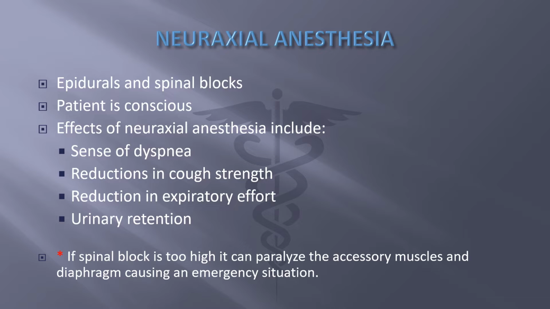A lot of times, if you're having a C-section, they will do a spinal or epidural on you so that you're still awake and you can hear what's going on. And when the baby is born, you can see the baby, but you can't move your legs. You can't feel what's going on when they cut into your abdomen. One of the risks of a spinal block is that if it is too high or it goes in the wrong direction, it can paralyze the accessory muscles and the diaphragm and can affect breathing. And in that case, it becomes an emergency situation.